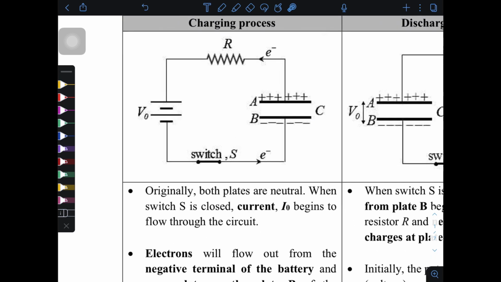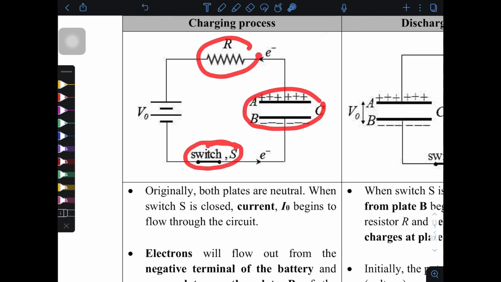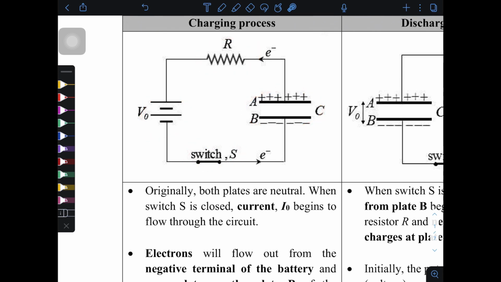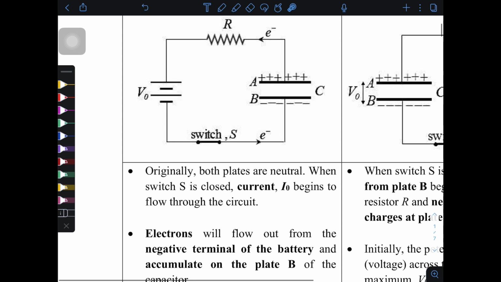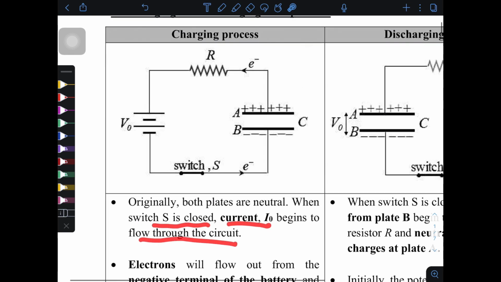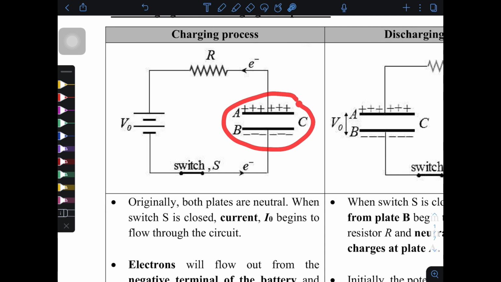Okay, now we go to the first one. We have one circuit. In this circuit we have a switch, and we have the capacitor, the resistor and the power supply. Okay, so macam mana proses charging capacitor ini terjadi? Okay, the first point dikata originally both plates are neutral. When the switch S is closed, current I0 begins to flow through the circuit. Okay, so this is our capacitor.